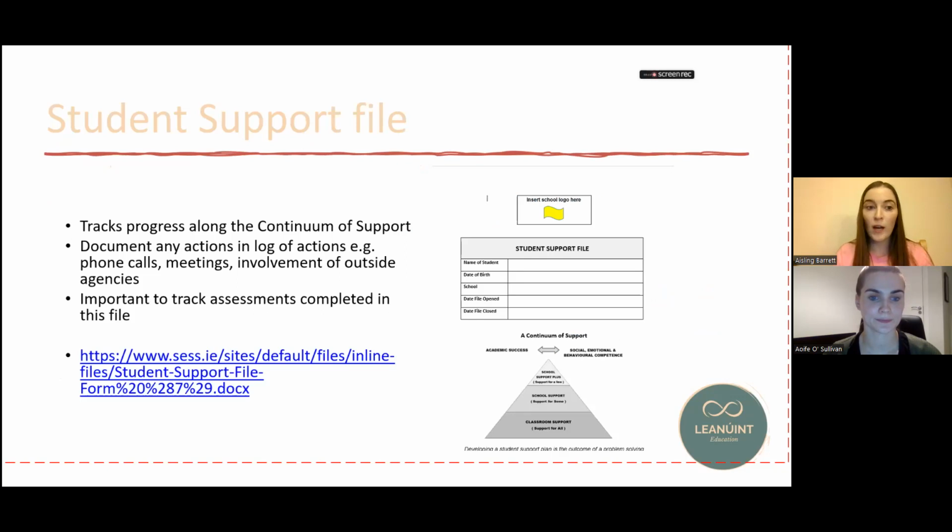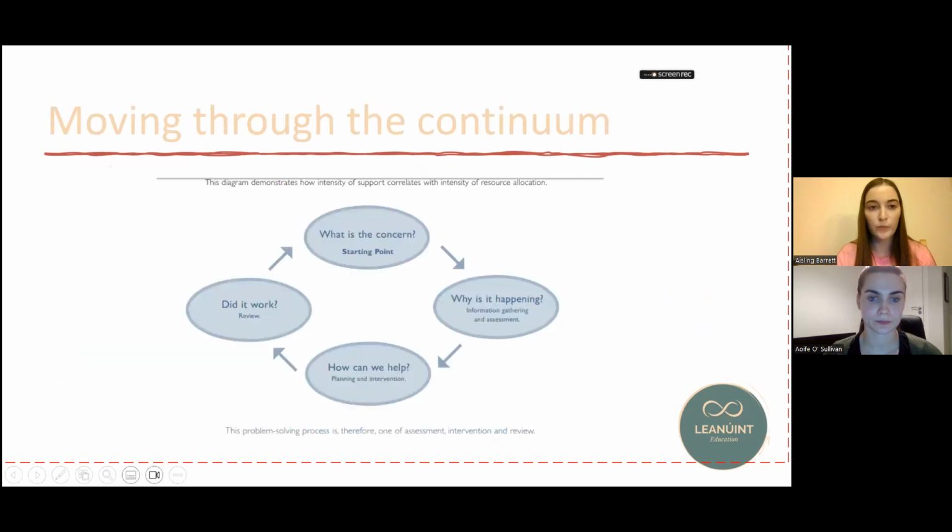So as I said, you track their support in the student support file. Any assessments you carry out, anytime you ring parents or in contact with outside agencies, you log all of it in the log of actions that is contained within the student support file. And there is a link there directly to a Word document that you can download a student support file to edit yourself.